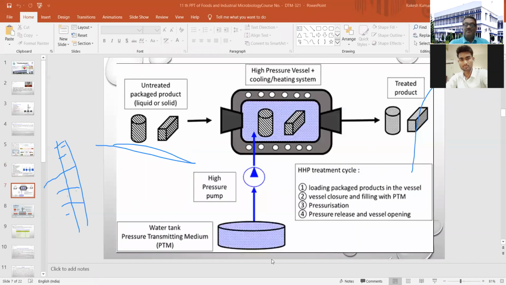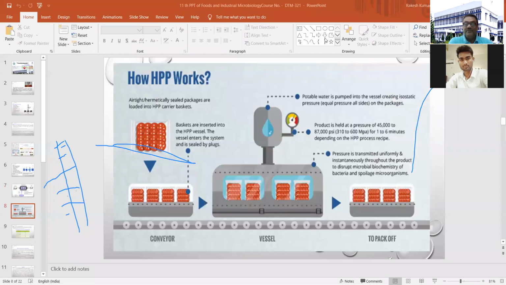So here in this picture or in this slide, you can see how the untreated packed product, which is in liquid or solid condition, is placed in a high pressure vessel, and there is a cooling and heating system in that, and a high pressure pump is connected with the water tank, and after getting proper treatment, the product will come out, and this is the treated product after getting proper high pressure processing treatment.